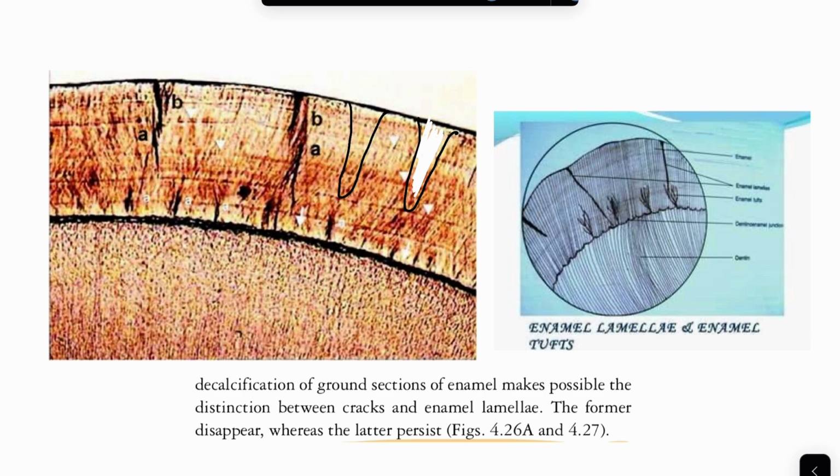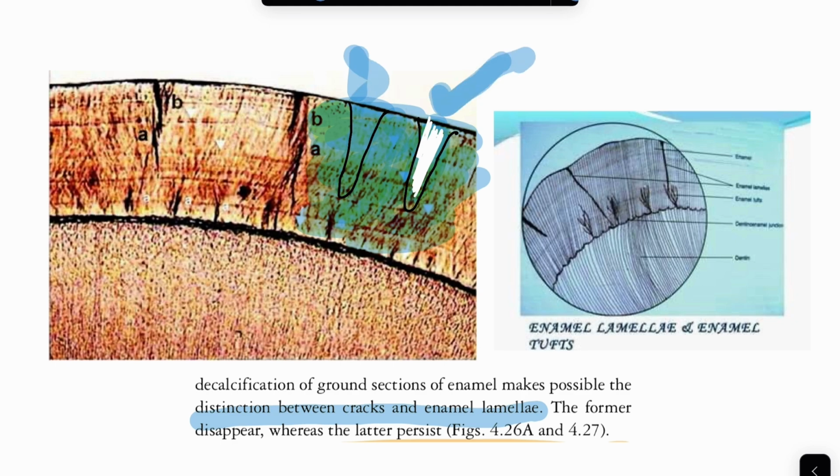When I decalcify the tissue, everything surrounding the crack will dissolve, and since this is already empty space, nothing will remain. But when everything surrounding the lamellae dissolves, it has some organic material, so that will remain. Everything is dissolved. You can see the crack disappeared, but this organic content remains, and this is how we distinguish cracks and enamel lamellae through decalcification. So the cracks will disappear, but the lamellae will stay there.